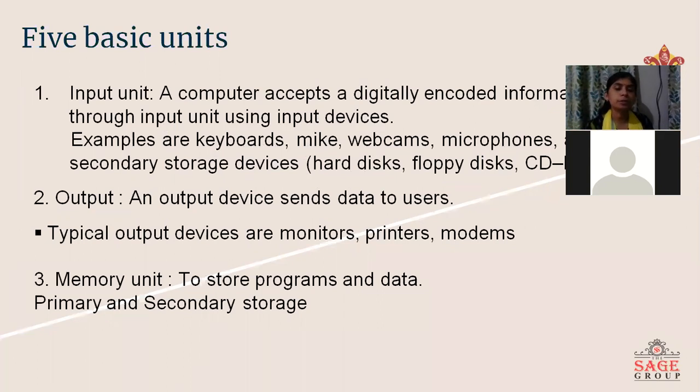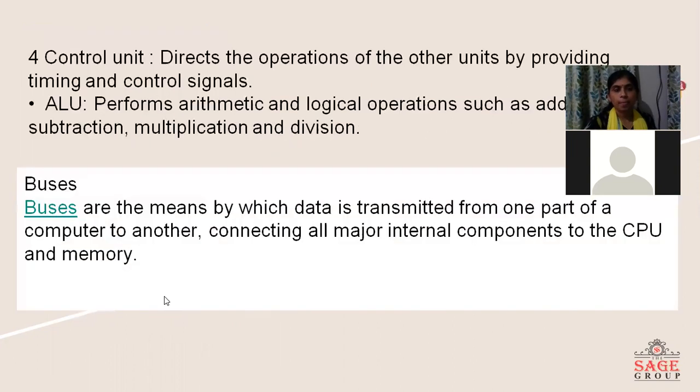The memory unit is basically used to store both programs and data. There are two types of memories, primary and secondary, or you can say permanent memory and temporary memory. So this will be RAM, ROM. These are under the heading of the memory unit.